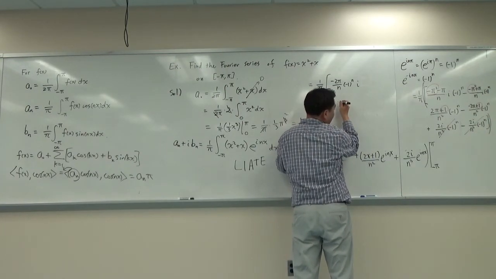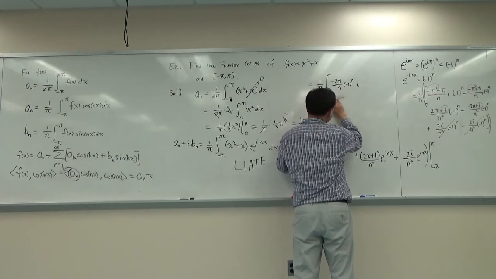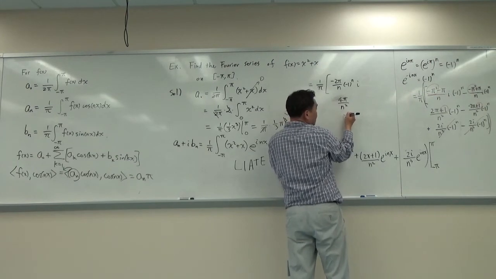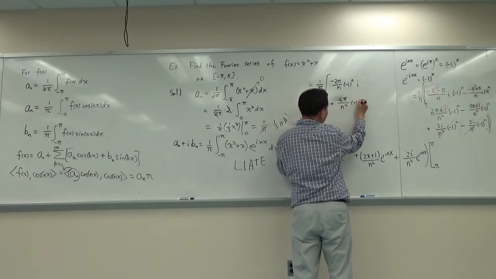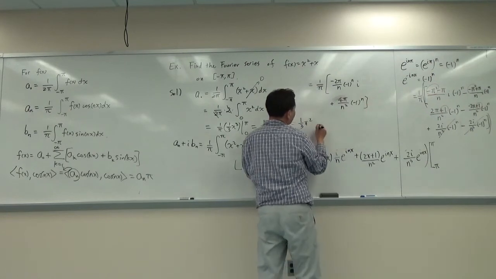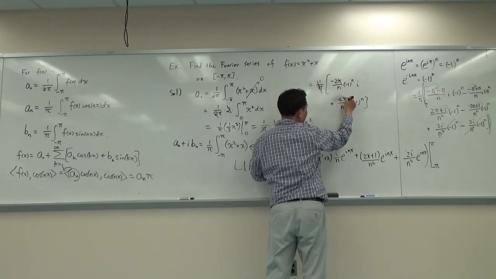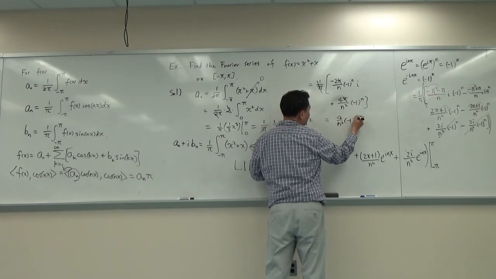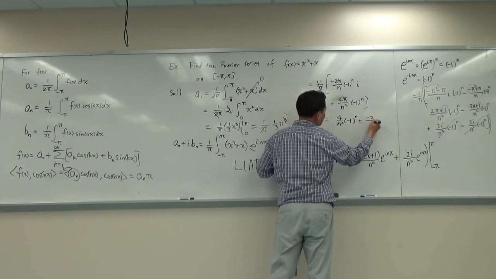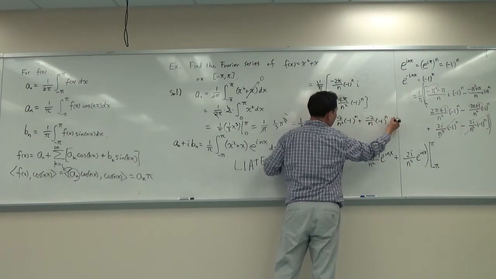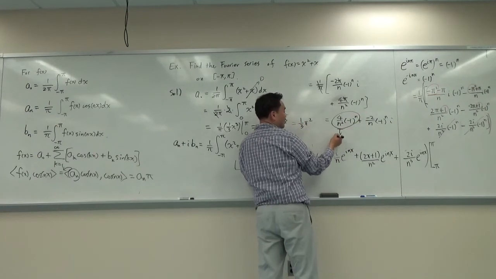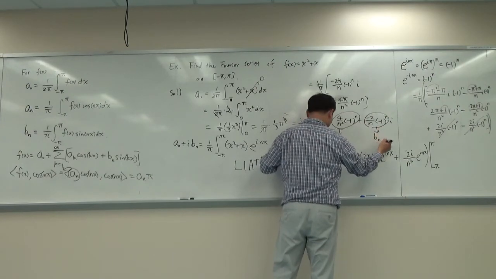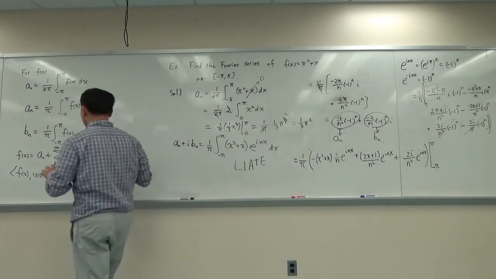And then you have 2 pi, actually 4 pi over n squared plus negative 1 to the nth power. And thankfully, there's 1 over pi canceling both of the pi's. So this is the real part. So you have 4 over n squared negative 1 to the nth power plus negative 2 over n negative 1 to the nth power times i. So what is this one? This one is a n, right? And this one is b n. Whew. All right. So we're not done yet.